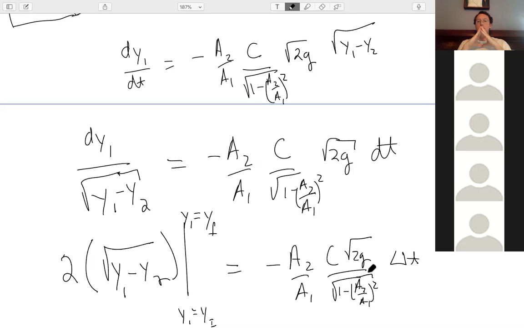Check your units. g should be, if you did your lengths in millimeters, g should be in millimeters per second squared. So that'd be like 9,800. Yeah, I did everything in millimeters. Okay, so just watch your units too.